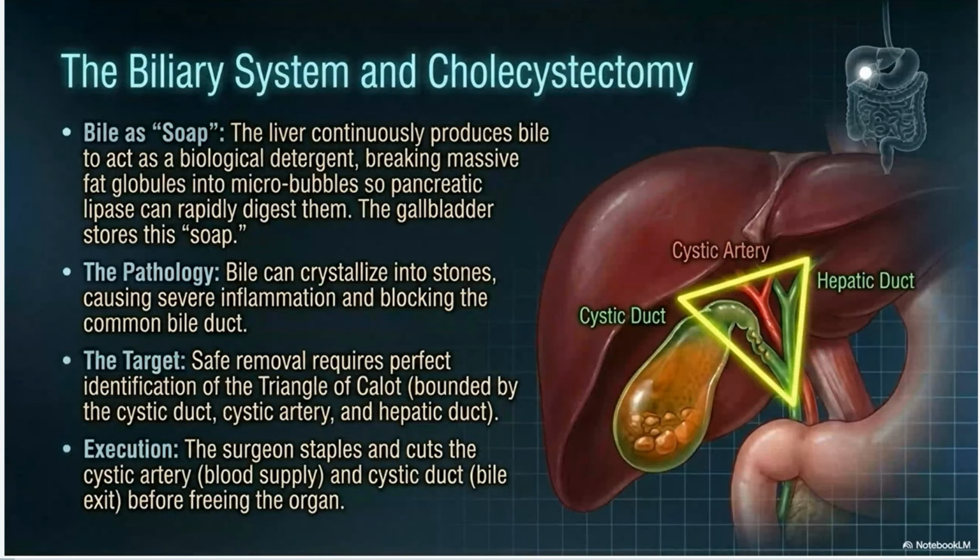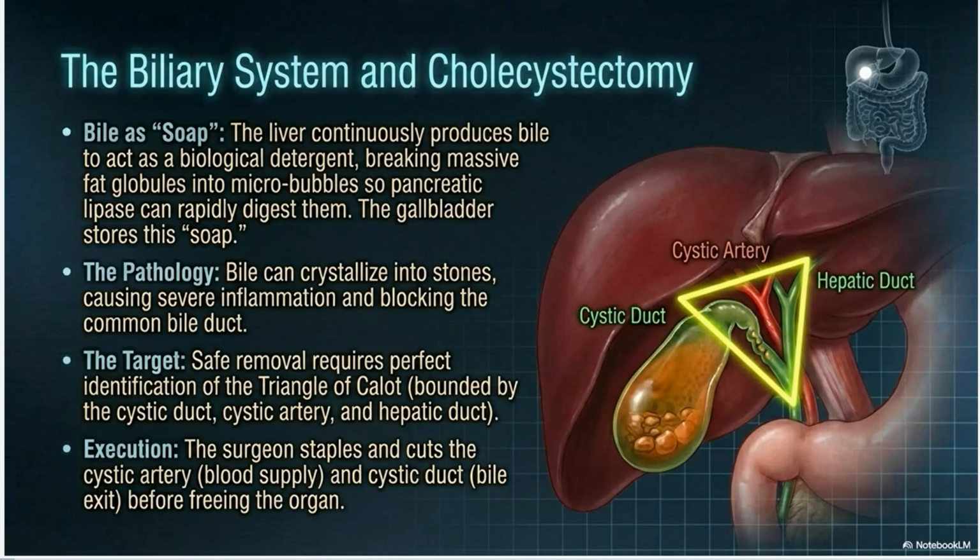The biliary system and cholecystectomy. This slide explores the anatomy of the biliary system and the surgical removal of the gallbladder, known as a cholecystectomy. The liver continuously produces bile, which is essential for digesting fats. Bile travels through small ducts in the liver that eventually join together to form the common bile duct. The gallbladder stores and concentrates bile between meals. When a person eats fatty food, the gallbladder contracts and releases bile into the small intestine.